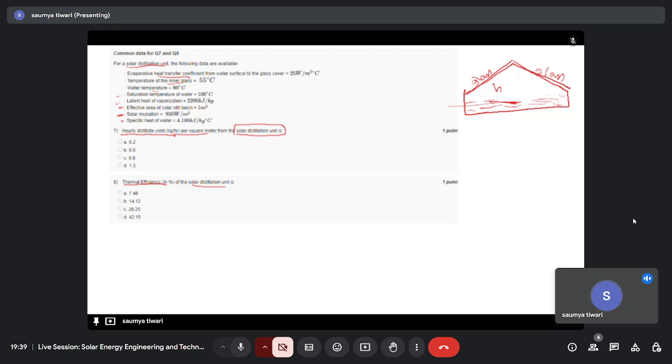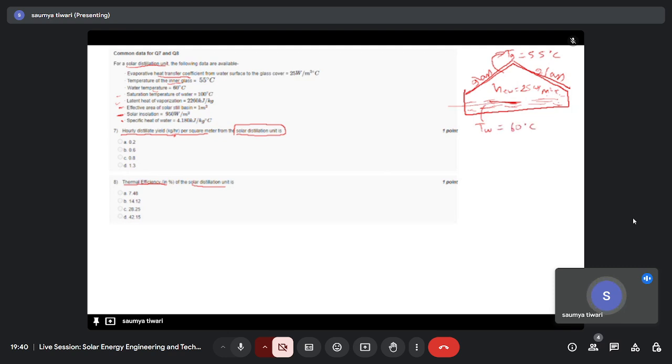What's given in the question is your heat transfer coefficient between this water surface and your glass cover. It's given 25 watt per meter square per degree Celsius. The temperature of inner glass is given, 55 degrees Celsius, right? The temperature of water is given, so the water temperature is 60 degrees Celsius.